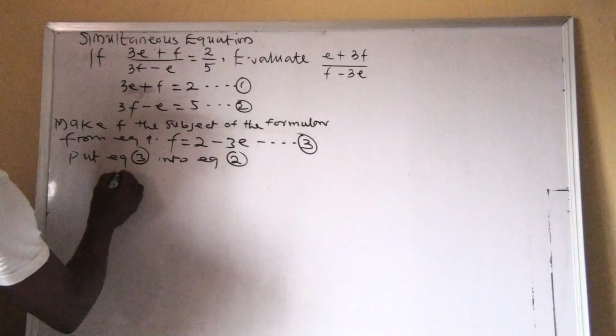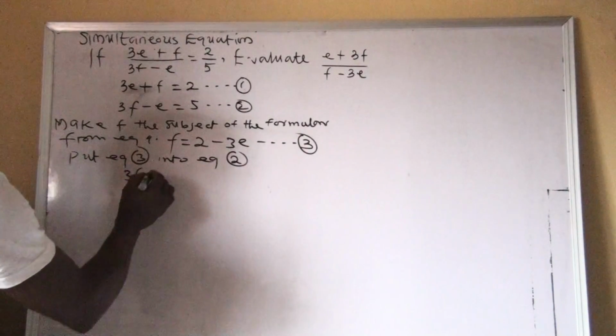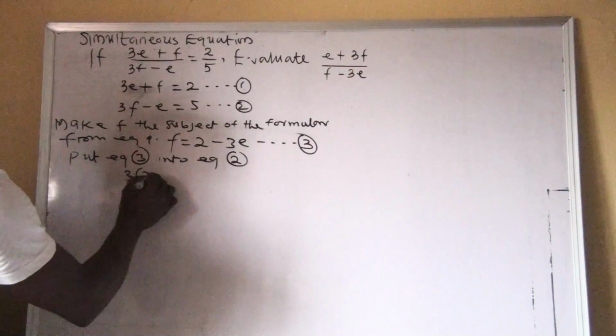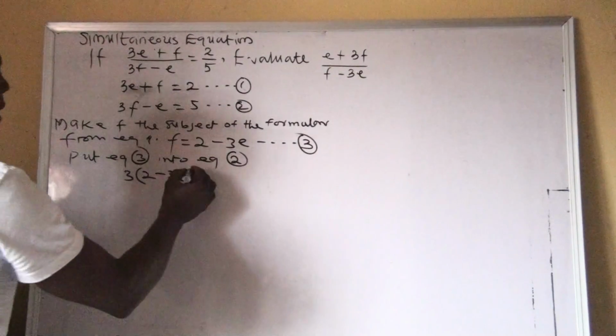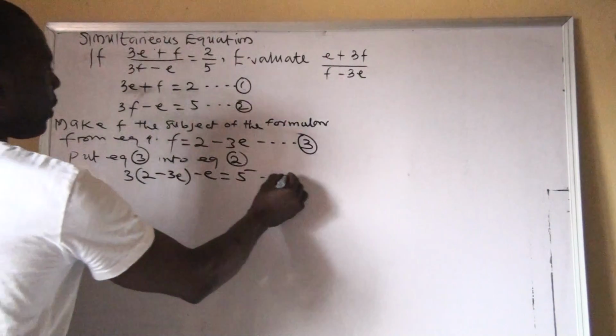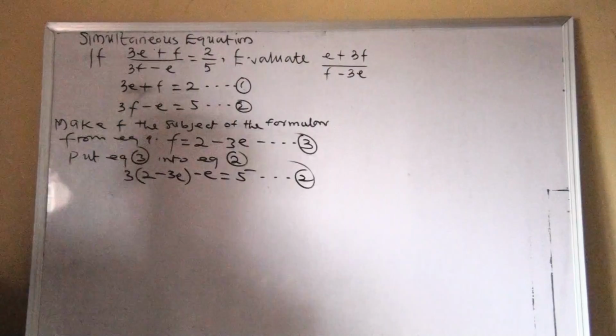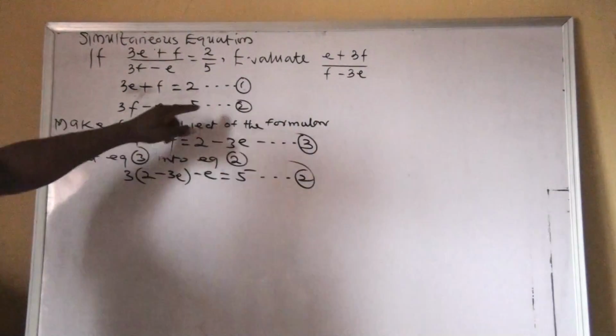So here we have equation 2 as 3f - e, so we have 3 open brackets. In place of f, we are substituting 2 - 3e. We close our bracket, - e = 5. This is our equation 2. We have put f = 2 - 3e into equation 2.